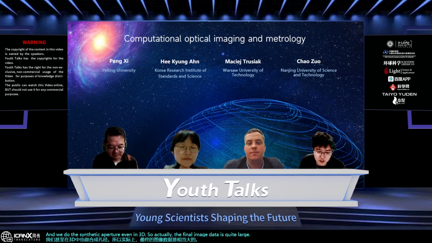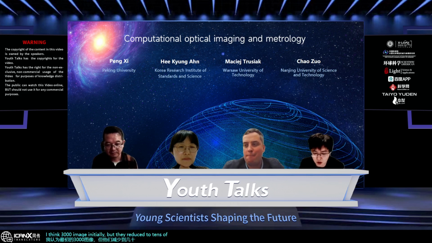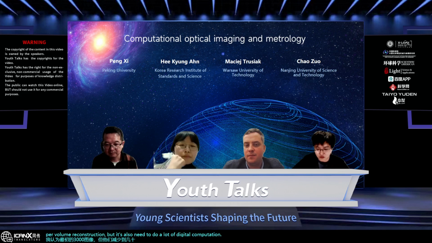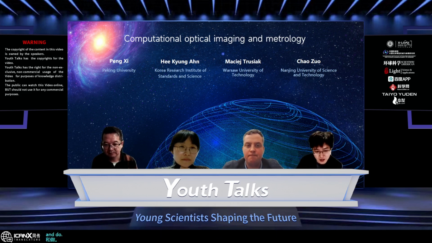Initially, for example, in Fourier ptychography and diffraction tomography, we need to collect many hundreds of images. Initially, we used I think 3,000 images, but we reduced that to tens of images per volume reconstruction. But it also needs a lot of digital computing, because the whole field of view is very large. It is very similar in Maciej's lens-free microscopy, because we need to cut the whole field of view into small parts and process them. Actually, it can be accelerated by GPU processing.